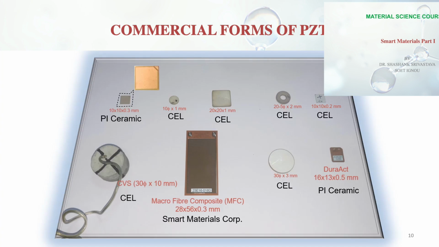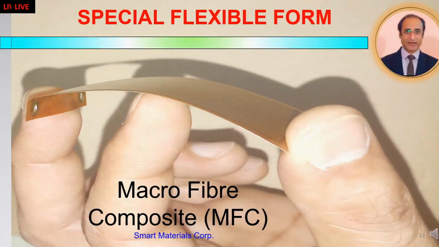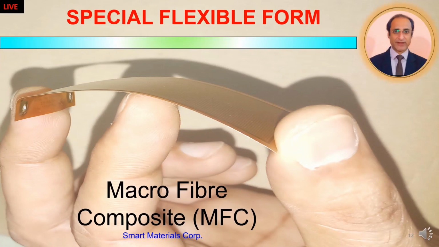The concrete vibration sensor is basically a cement PZT composite sensor. It is for specific application in concrete structures. It can be very easily embedded at the time of casting. The macro fiber composite is made up of piezo fibers. So this imparts it flexibility of bending. So it can be bent to any shape, and it can be bonded even on non-straight surfaces. Duract also belongs to the same category.